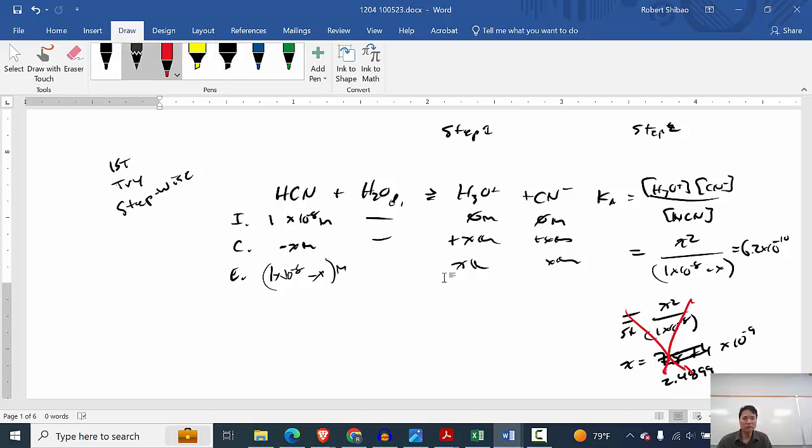But fortunately, the quadratic for this particular problem is not terribly hard, I think. This is going to be x squared minus 6.2 times, actually, it's going to be plus, sorry. x squared plus 6.2 times 10 to the minus 10 x, minus 6.2 times 10 to the minus 18 is equal to 0. I'm going to go to the quadratic solver here.